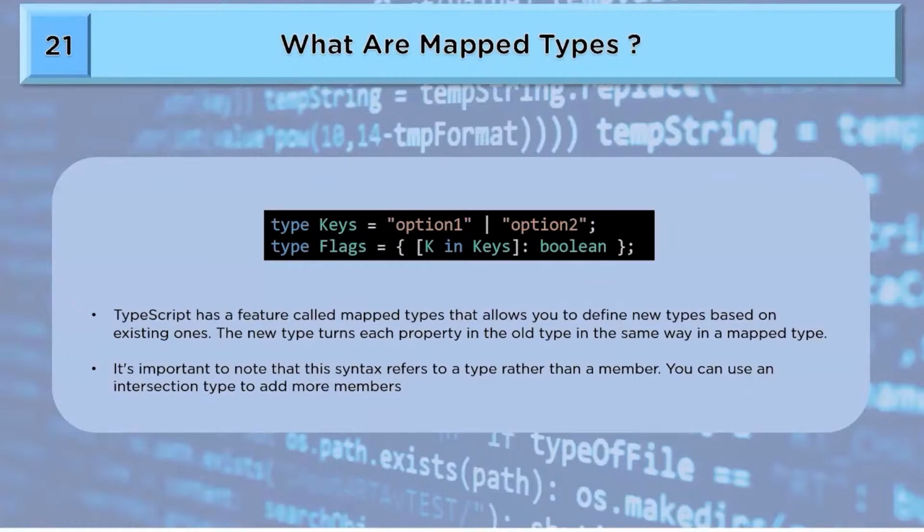With for in the middle, there are three sections in total. The type variable K is assigned to each property one by one. The literal union of strings holds the names of the properties to iterate over, stored in Keys, and the property type is the result.